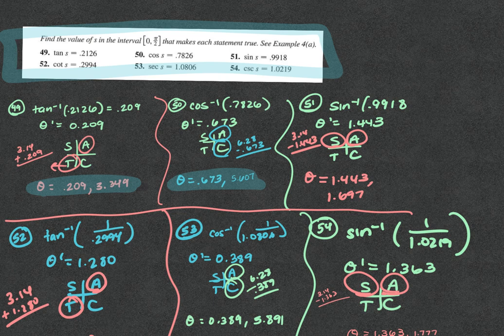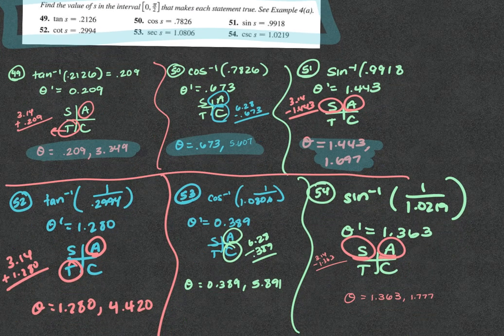50: 0.673 and 5.607. 51: 1.443 and 1.697. 52: 1.280 and 4.420. 53: 0.389 and 5.891. And 54: 1.363 and 1.777.